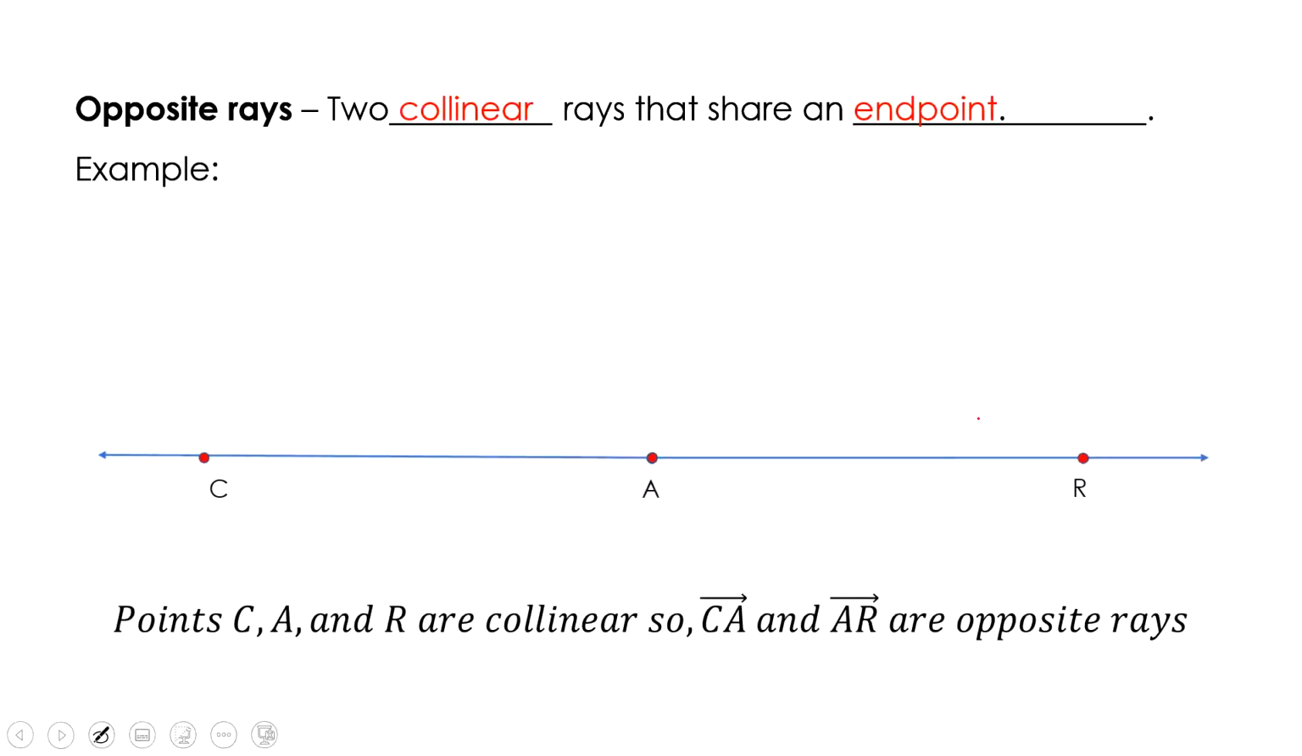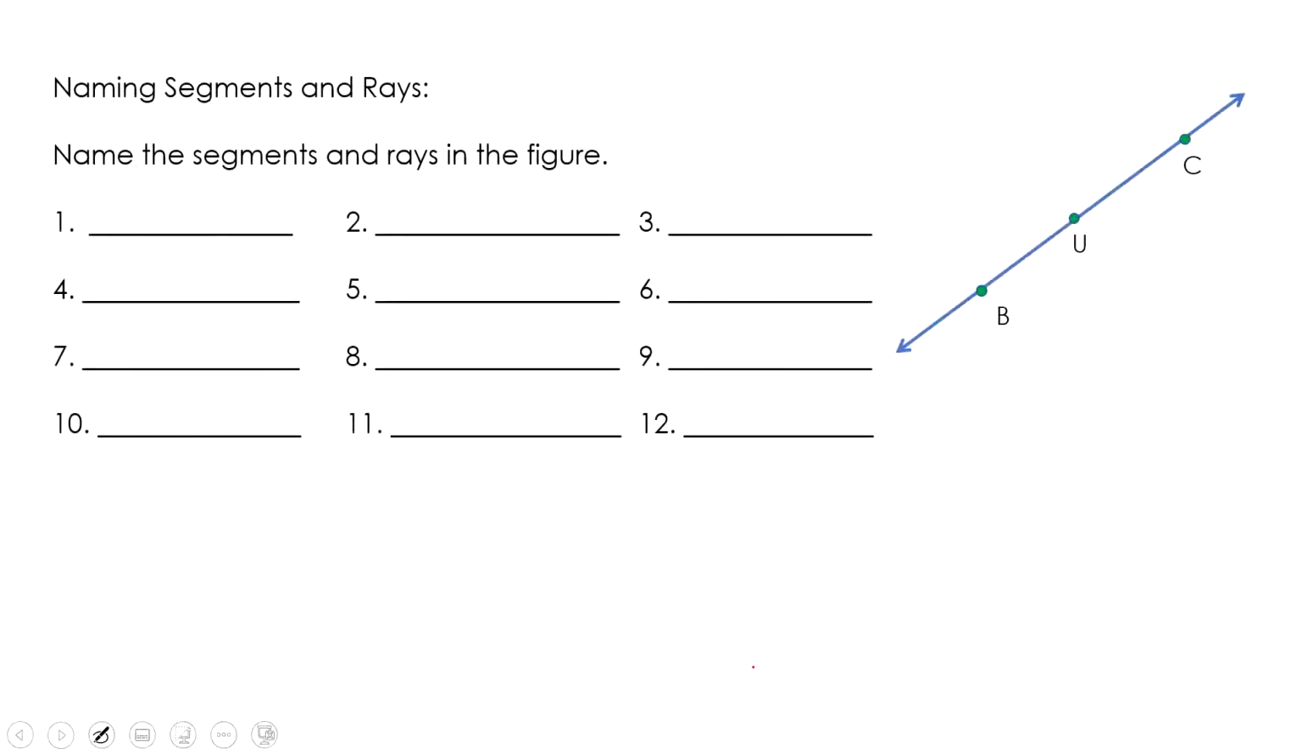So ray C, sorry, this should be ray AC, typo. So ray AC is an opposite ray to ray AR. The first letter of the ray has to be the endpoint, and then it tells you which point it's going through. So with point A, ray AC here and ray AR are opposite rays. Sorry about the typo.